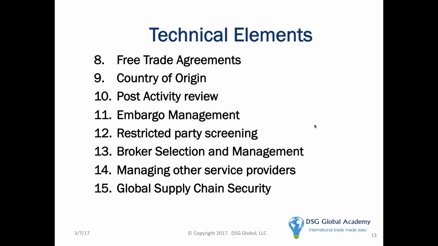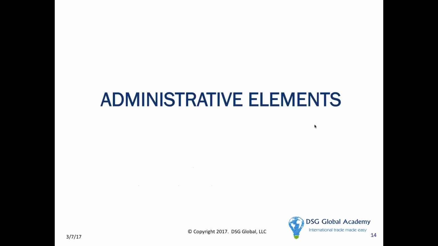Number 11, embargo management. Number 12, restricted party screening. Number 13, broker selection and management. Number 14, managing other service providers or selecting other service providers. Number 15, global supply chain security. Friends, I want to apologize for reading through those 3 slides, but I just want to highlight what these 25 major elements are before jumping right into it.